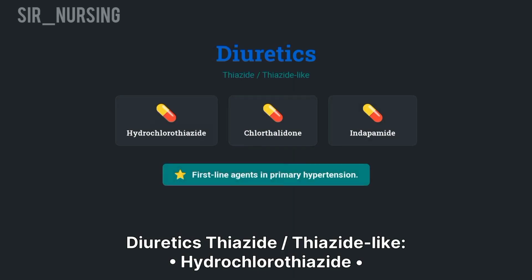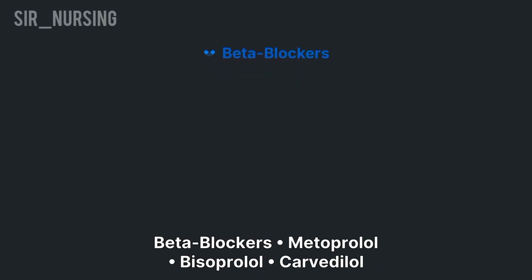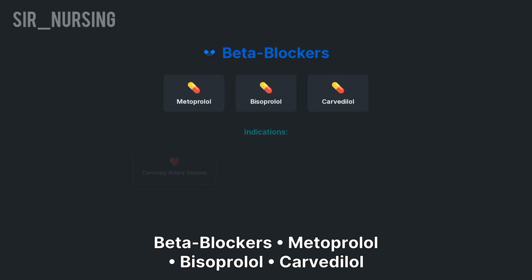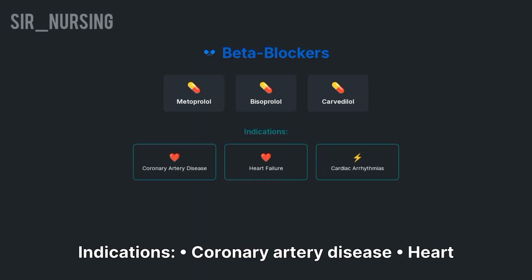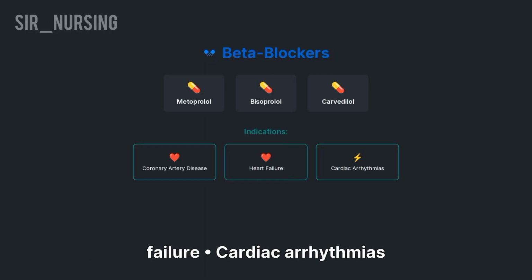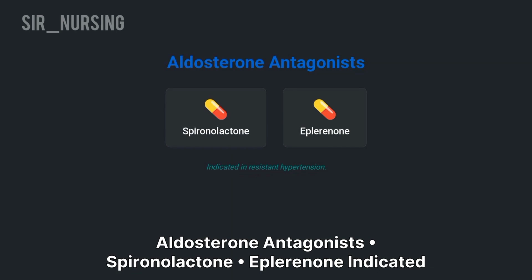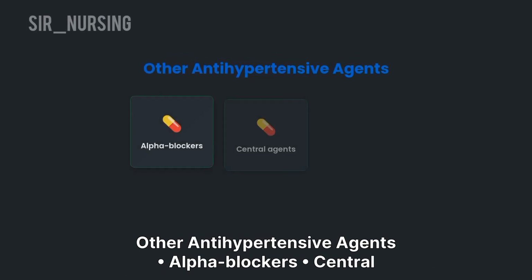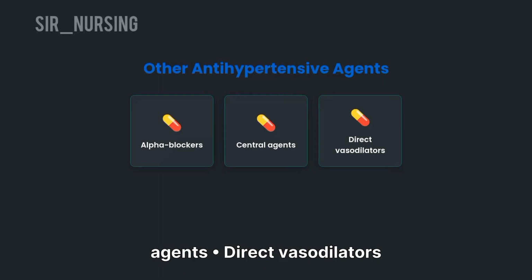thiazide-like, hydrochlorothiazide, chlorthalidone, indapamide, first-line agents in primary hypertension. Beta blockers: metoprolol, bisoprolol, carvedilol. Indications: coronary artery disease, heart failure, cardiac arrhythmias. Aldosterone antagonists: spironolactone, eplerenone, indicated in resistant hypertension. Other antihypertensive agents: alpha blockers, central agents, direct vasodilators.